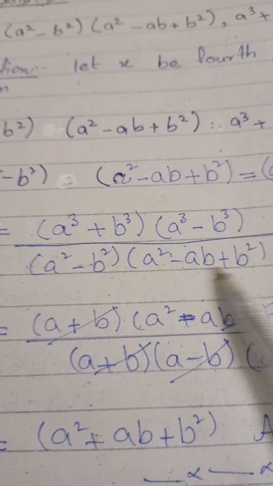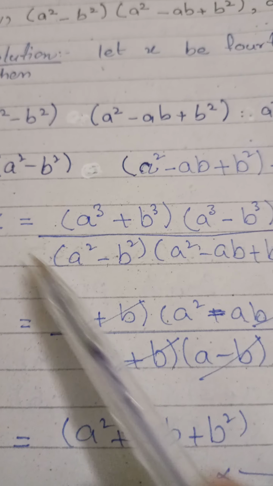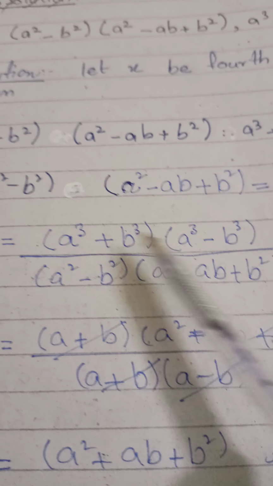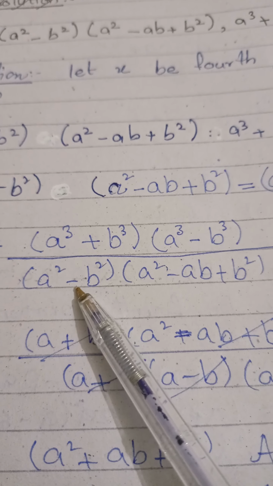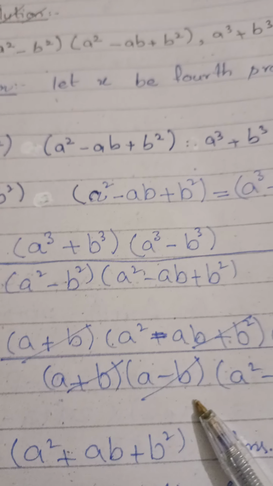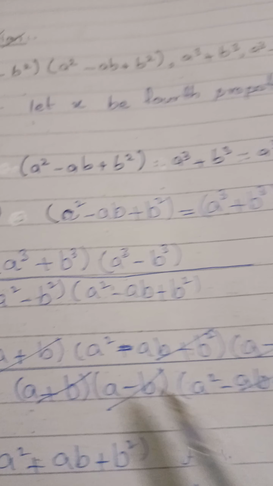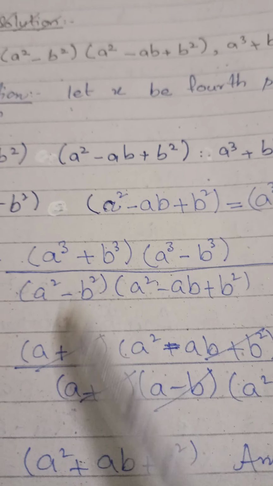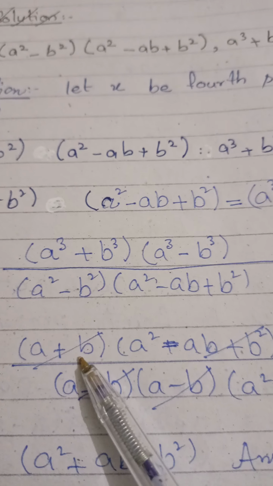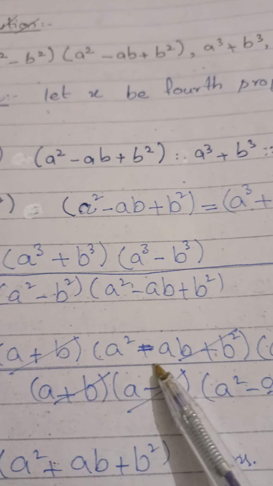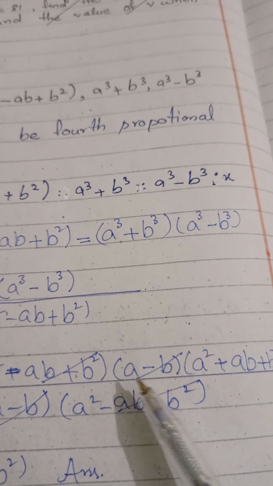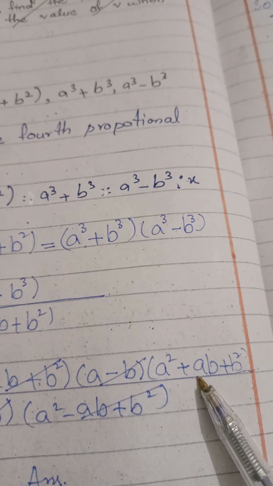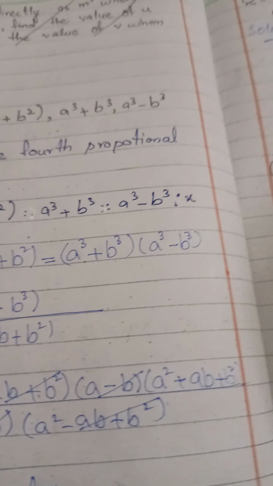These brackets come from the left hand side, that's why they divide with a cube plus b cube and a cube minus b cube. And we know that a square minus b square has two brackets, a plus b, a minus b. That's why I am writing here. And a cube plus b cube also has two brackets, a plus b in the first bracket, and the second bracket a square minus ab plus b square. And a cube minus b cube also has two brackets, a minus b in the first bracket, and the second bracket has a square plus ab plus b square, bracket over.